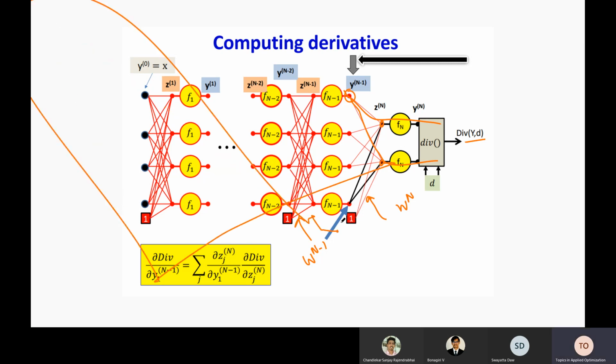Okay, divergence of the loss with respect to Zn1 and Zn1 with respect to yn minus 1, 1. Similarly, you have to follow this branch also. Now divergence of the loss with respect to Zn2 and Zn2 with respect to yn minus 1, 1. Okay, that is why now you have a sum also. Okay, that is why we have a sum.